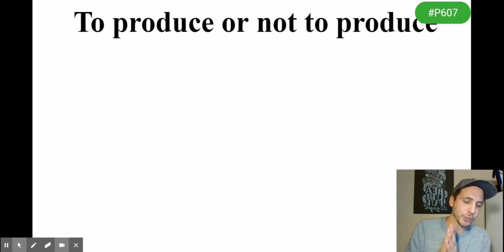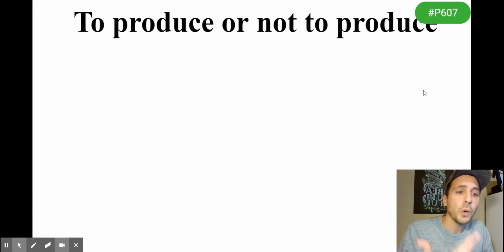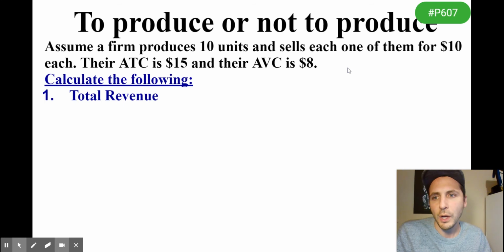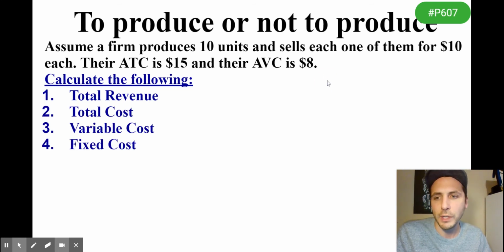So the question I have for you is, should a firm produce or not produce given the following circumstance? Assume a firm produces 10 units and sells each of them for $10 each. Their average total cost is $15 and their average variable cost is $8. Can you calculate total revenue, total costs, variable costs and fixed costs? Okay, so let's do this one together.